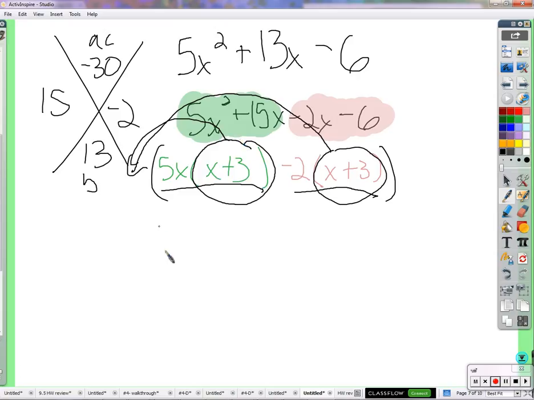The next step is what that looks like once it's factored out: 5x minus 2. I'll put the x plus 3 here, because here it's getting factored out. And 5x minus 2. Now, if you have 5x minus 2 times x plus 3, it's the same. It's absolutely the same.